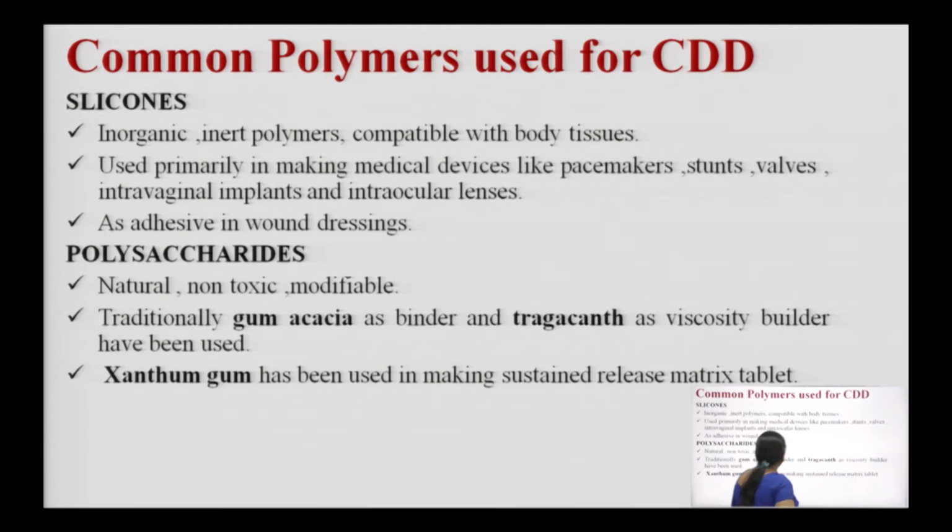Then polysaccharides, an important category, again they are natural polymers. Now, they are natural, non-toxic and modifiable. Traditionally, gum acacia and tragacanth have been used in liquid preparations, particularly as viscosity enhancers. Xanthan gum has found its use in sustained drug delivery. It has been used in making controlled drug delivery preparations.